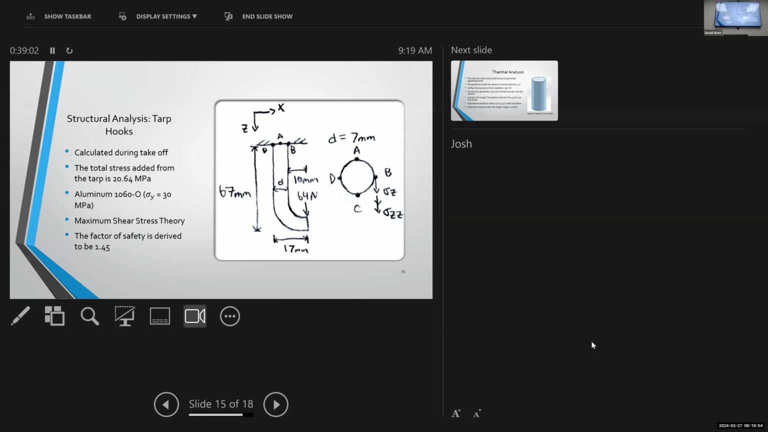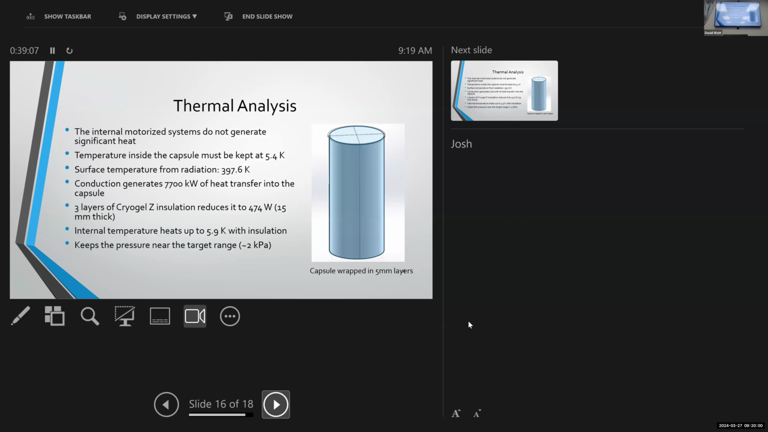Let's see. So on thermal analysis, you said you were going to have like 7,700 kilowatts of power coming into this thing. How big is it? What's the surface area, or the projected surface area that would be exposed to the sun? I believe the surface area was about 1.51 square meters. Okay. Yes, I think that would be correct.